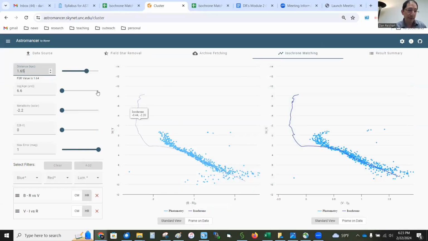Okay. So let's play with this age slider. The unit here is logarithmic. If you see 6, that actually means 10 to the 6, which is a million years. If you see 9, that's 10 to the 9, a billion. Once you get up to like 10 to the 10.1, 10 to the 10.2, that's like the age of the universe. The universe is almost 14 billion years old. Okay, let's move it up and see what happens.